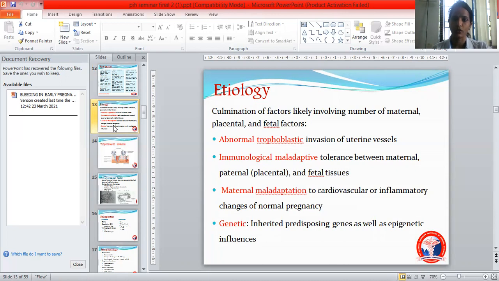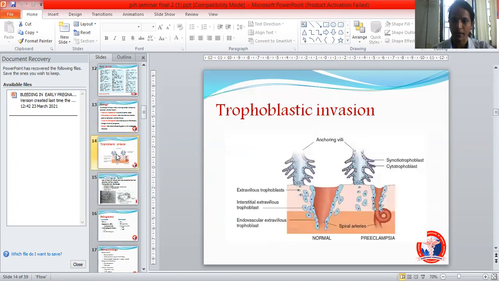So a culmination of factors, likely involving a number of placental, maternal and fetal factors, results in five important etiopathological changes. That is abnormal trophoblastic invasion of the uterine vessels along with immunological maladaptive tolerance between the paternal, maternal and fetal tissues, or when there is maternal maladaptation to cardiovascular or inflammatory changes of normal pregnancy, and also genetic, that is inherited predisposing genes, are also responsible for the development of hypertension. The most important pathogenesis is trophoblastic invasion.